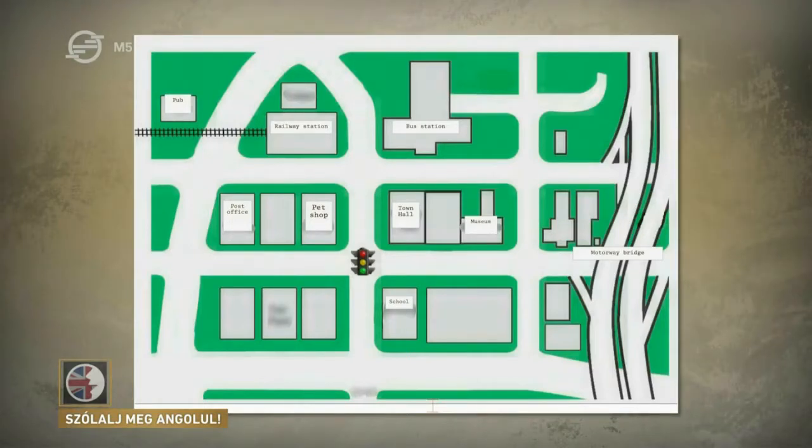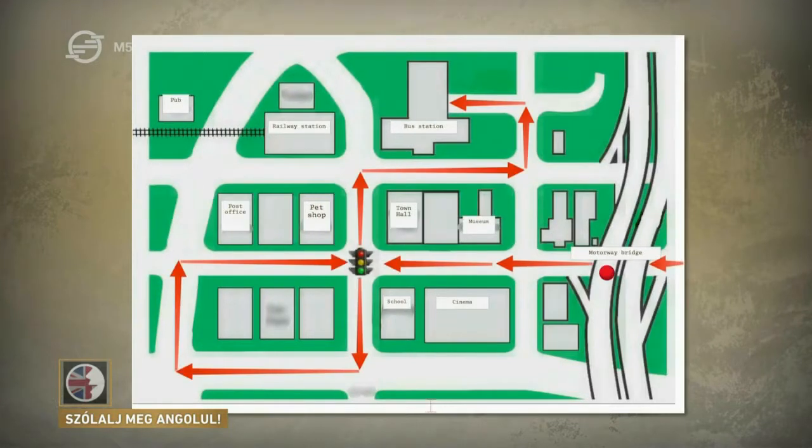Then I'll begin. The bus comes into town under the motorway bridge. After the motorway bridge, the bus drives down the road until it reaches the traffic lights. The bus passes the museum and the town hall on the right, and the bus goes past the school on the left. The bus normally stops at the traffic lights. The traffic lights are often red.